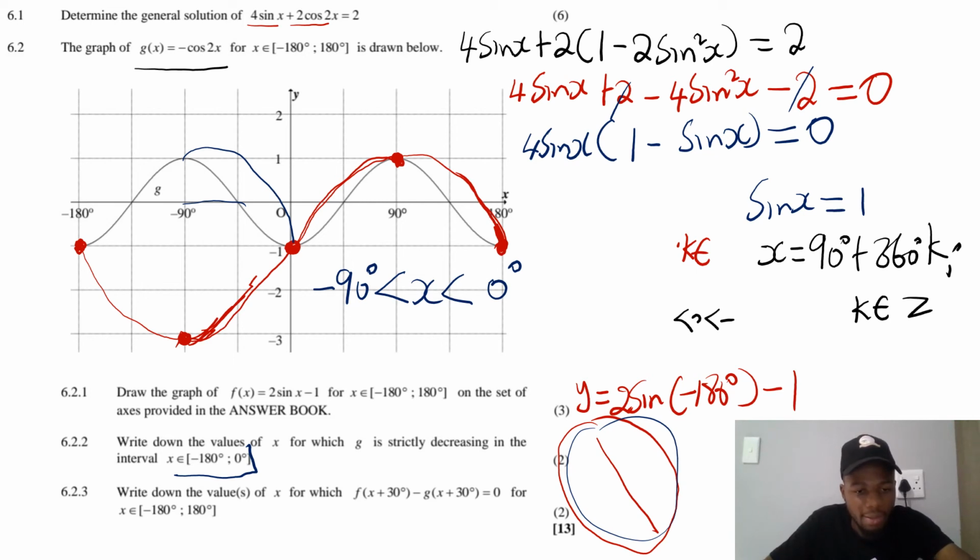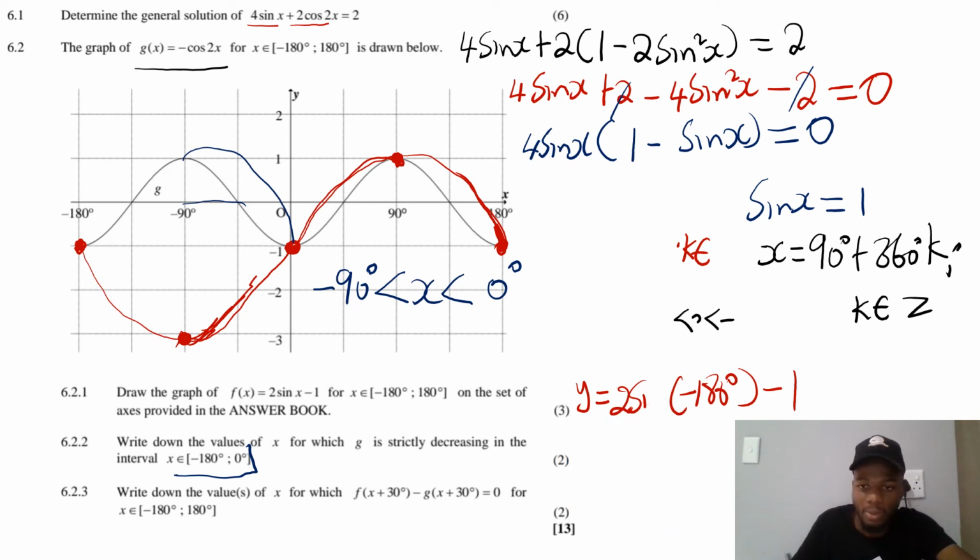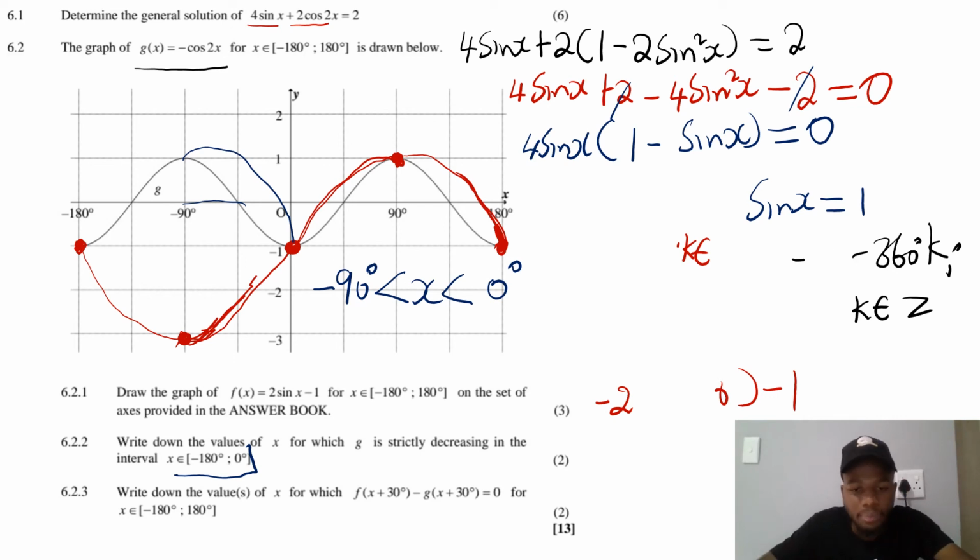Write down the values of x for which f of x plus 30 minus g of x plus 30 is equal to 0. Okay, so this question is very simple. It's very simple because you need to interpret what you've been given there so that you can see there's nothing there. It's very simple and straightforward.